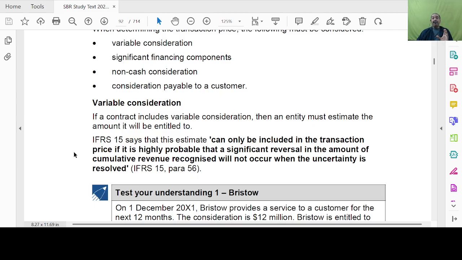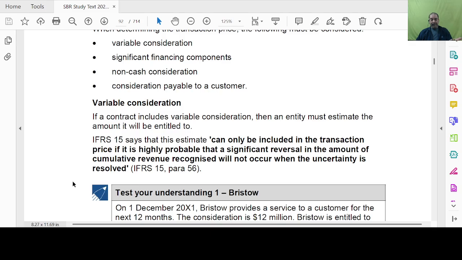So like that, the consideration becomes variable. Now, how to calculate over there? You have to see what is the probability. What is the probability that building will be completed within 2.5 months? Multiply that probability with 90 lakhs plus 10%. What is the probability that building will be completed in 3 months? Take that probability into 90 lakhs plus 7%.